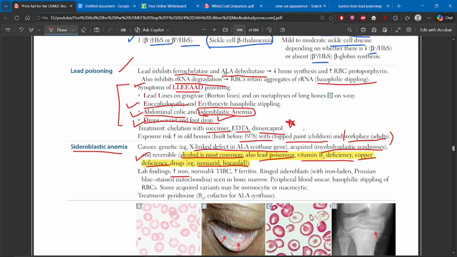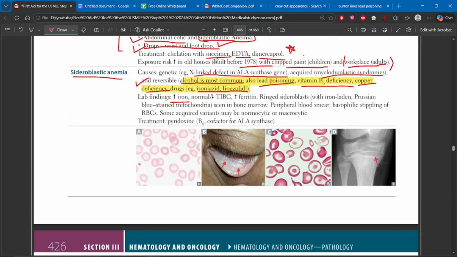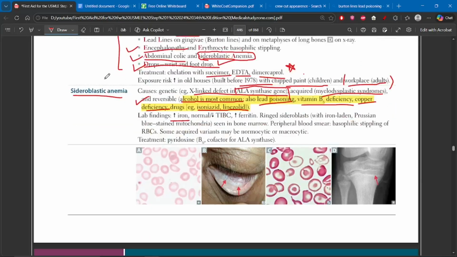This, however, affects different enzymes. I've mentioned over here ferrochelatase, ALA dehydratase, iron degradation. This affects ALA synthase. So you have to keep in mind the enzyme that both of them affect, right? Don't get confused in both of these disorders. These are different disorders. Just that lead poisoning is a cause of sideroblastic anemia.